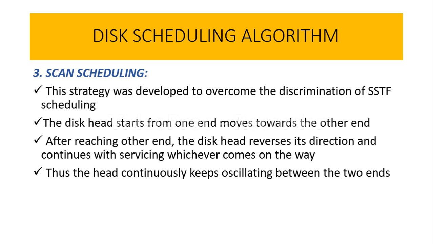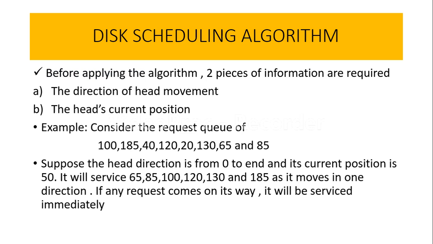Now, as far as scan scheduling is concerned, as we know that it is moving from one end to the other end, that means the read write head is continuously oscillating between the two ends. Now let us have the exact idea of how this scan scheduling works. So let us consider an example. One more point here is that before applying this scan algorithm, you should keep in mind the direction of head movement and the head's current position.